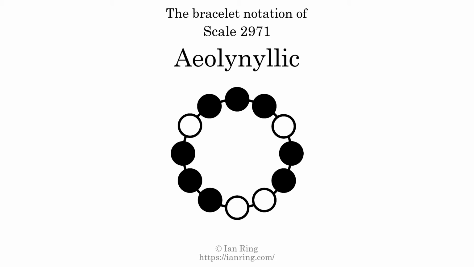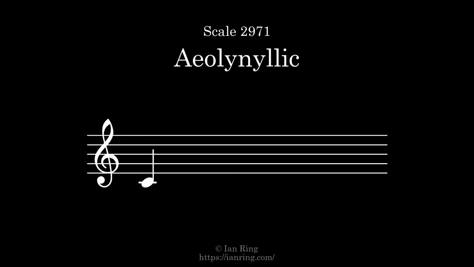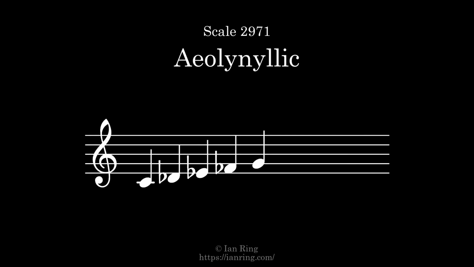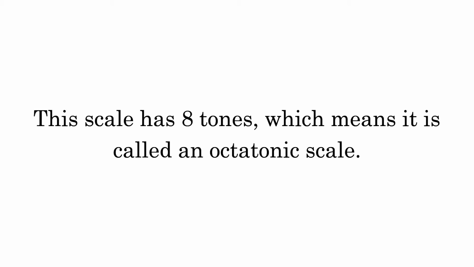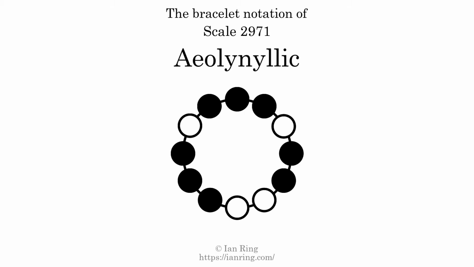2971, Aeolynyllic, which sounds like this. This scale has 8 tones, which means it is called an octatonic scale. This is a bracelet notation diagram of scale 2971. The shaded circles represent tones that appear in the scale, and they are read clockwise, starting at the top.